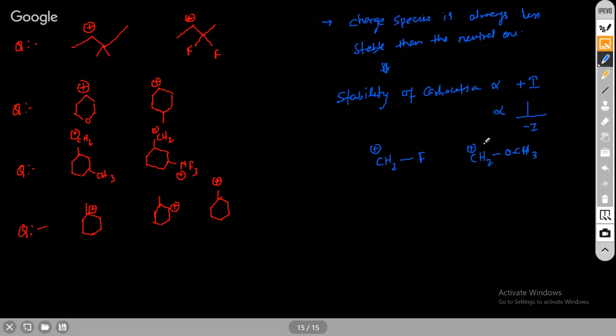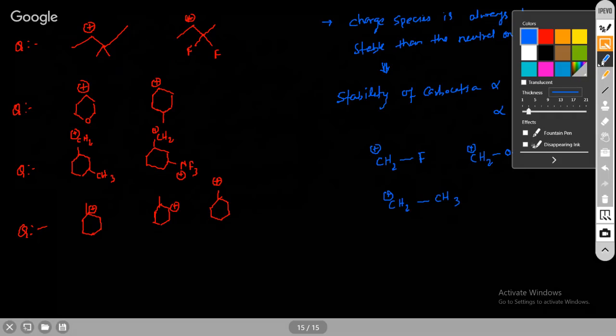Right. So these two examples I am taking. And one more example, suppose I write this one; we will discuss it later: CH2 positive and CH3. These are the three examples I am taking. So for the stability of carbocation, both are positive. First of all, you compare these two. It will be easy for you to understand, especially for those 11th class students.